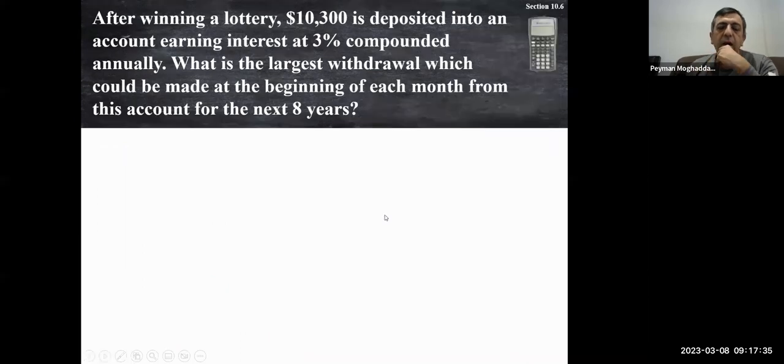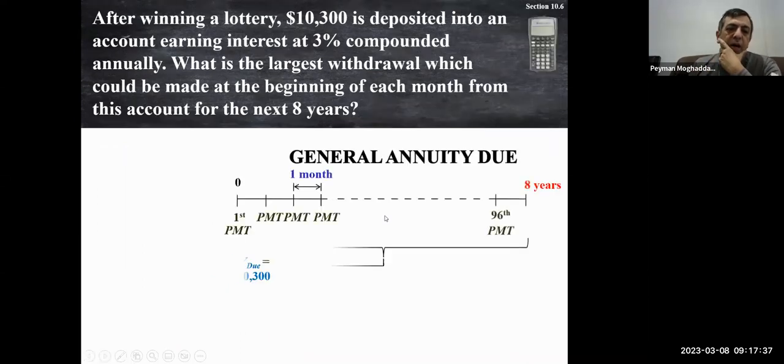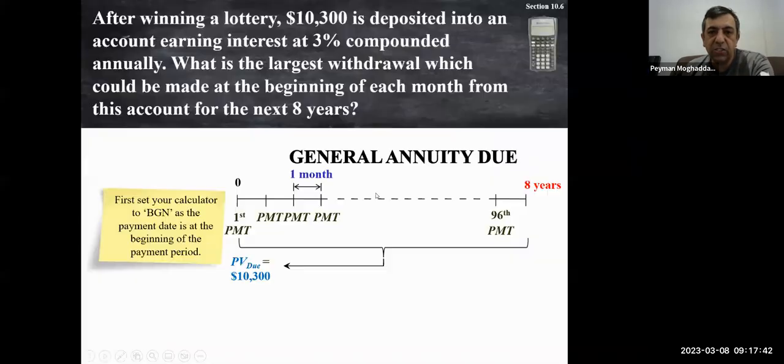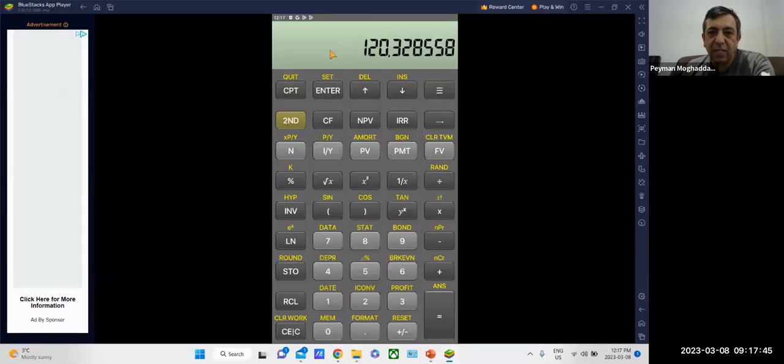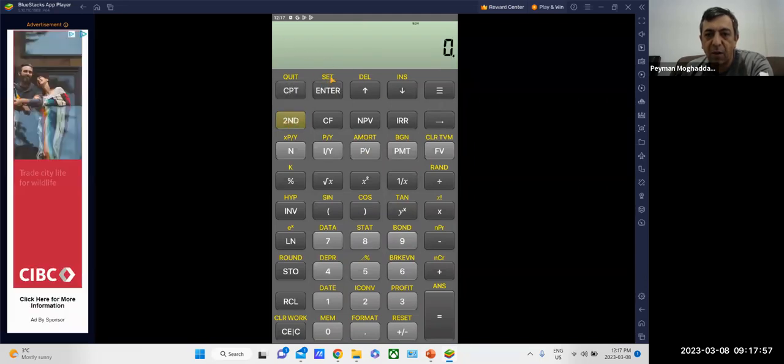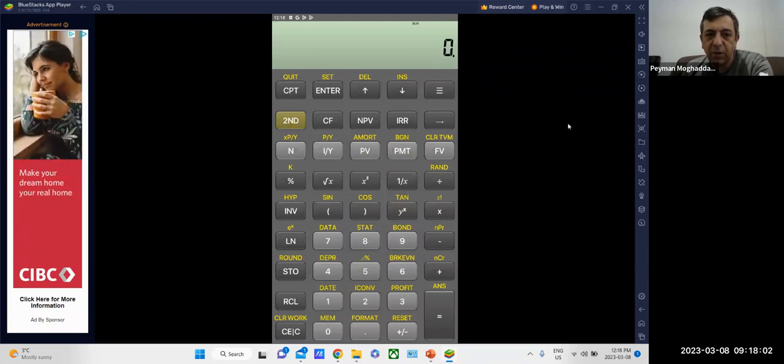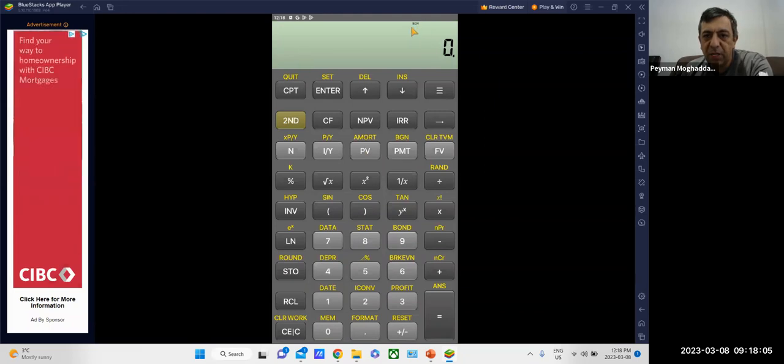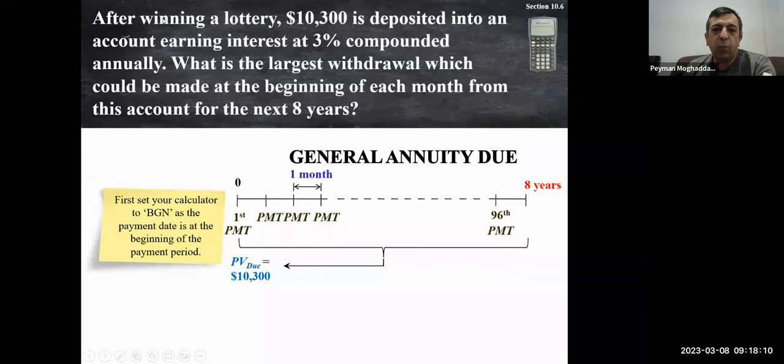All right, so let's do it in calculator way. It's a general annuity due, right? Since it's a general annuity due, the calculator needs to be set to beginning. So second PMT, second set, and second quit, okay? Make sure the BGN is on top of your calculator, which means you're working with annuity due. Now put the stuff in there, right?